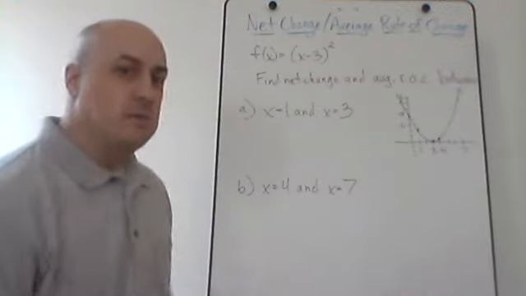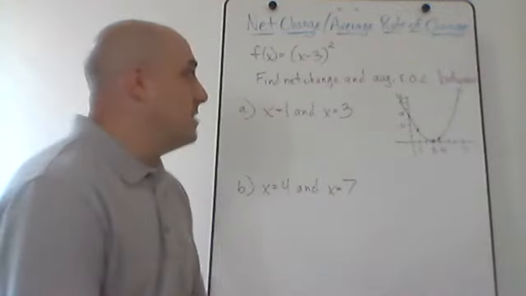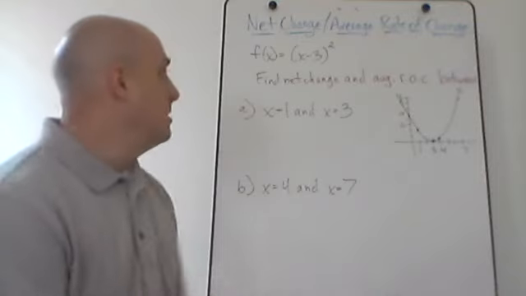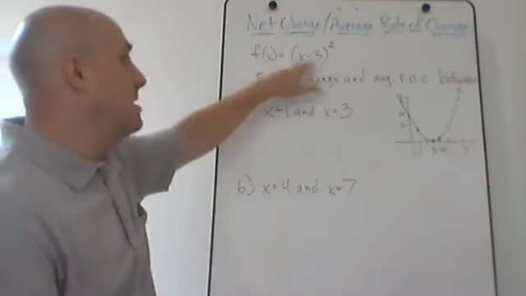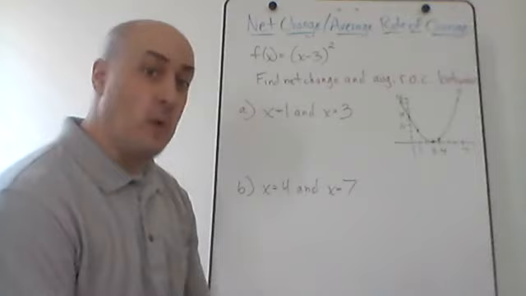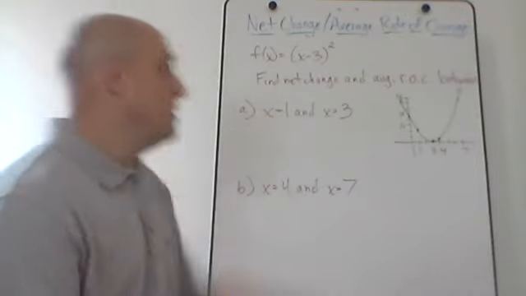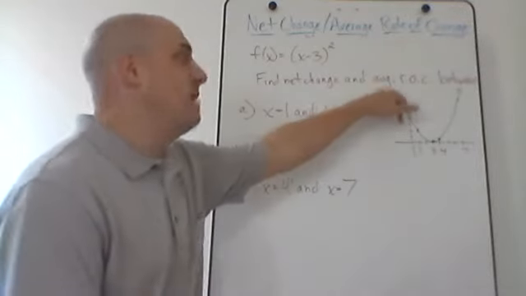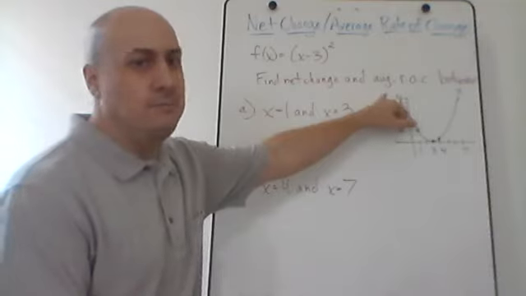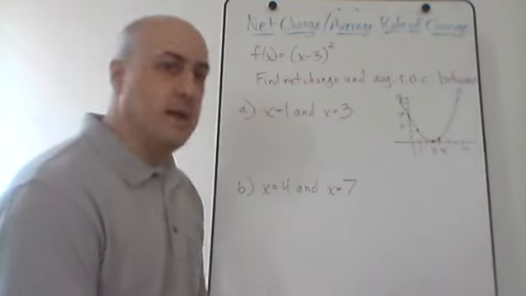Alright, in this video we're going to do some examples involving the net change and the average rate of change of a function. So here we're given the function f of x equals (x minus 3) squared, and we're asked to find the net change and the average rate of change. And I abbreviate average rate of change. It's just too many words for me to write out. I'm kind of lazy like that.